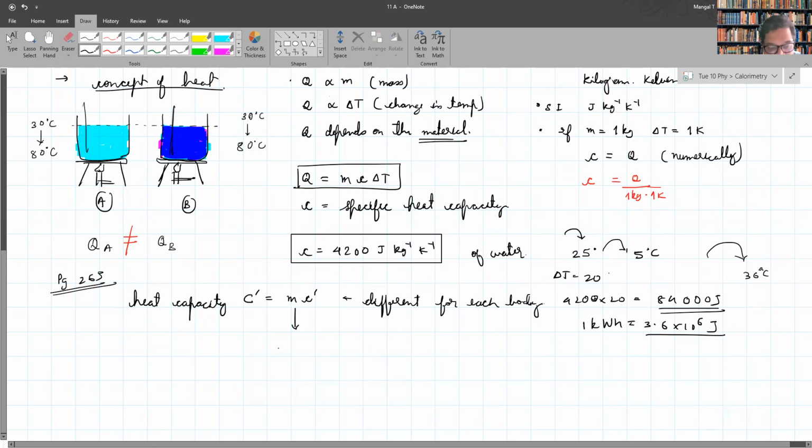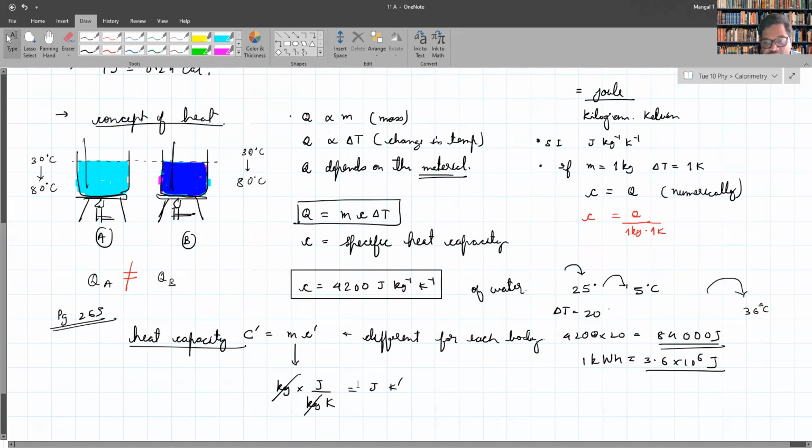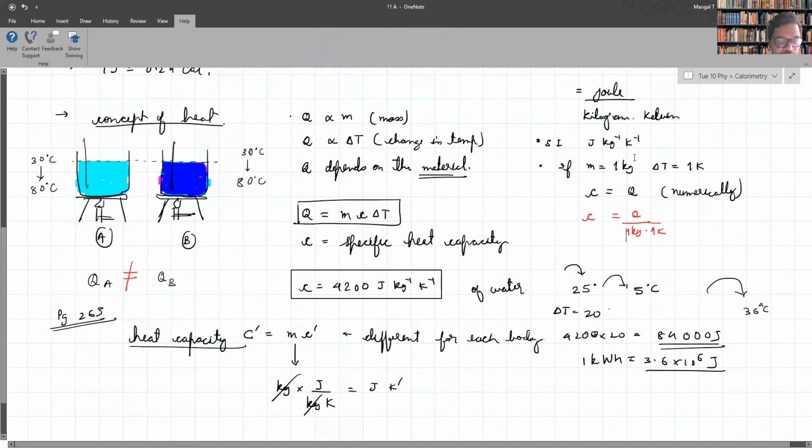Now, since it is mass times specific heat capacity, that is joule per kg per Kelvin, therefore its unit is only joule per Kelvin. So that unit is joule per Kelvin. And how will you define heat capacity? Heat capacity is the amount of heat required to raise the temperature of the body by a Kelvin, or by 1 degree Celsius. Whereas when we define specific heat capacity, we talk about unit mass.